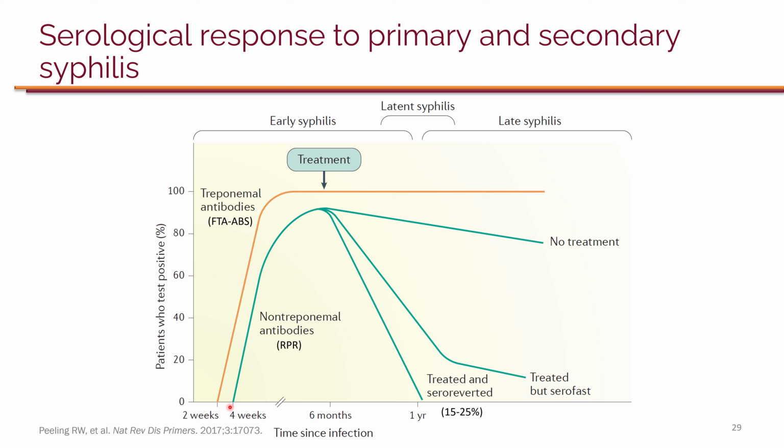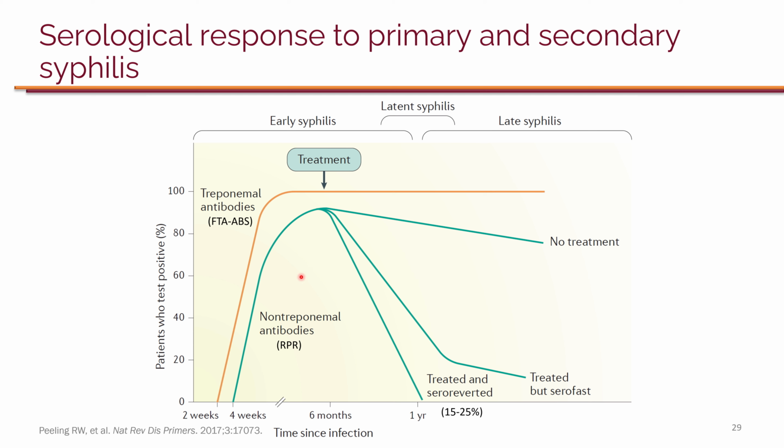Now, at around 4 weeks, non-treponemal antibodies start to go up, and this actually responds to treatment. As time goes on, if there is no treatment, these levels will slightly go down. However, if the patient does receive treatment, the levels drop significantly. In general, about 15 to 25% of patients who receive treatment will serorevert, meaning that these non-treponemal antibodies become undetectable. The remaining patients who get treatment are referred to as serofast, meaning that the levels of non-treponemal antibodies significantly drop, but don't necessarily become undetectable.